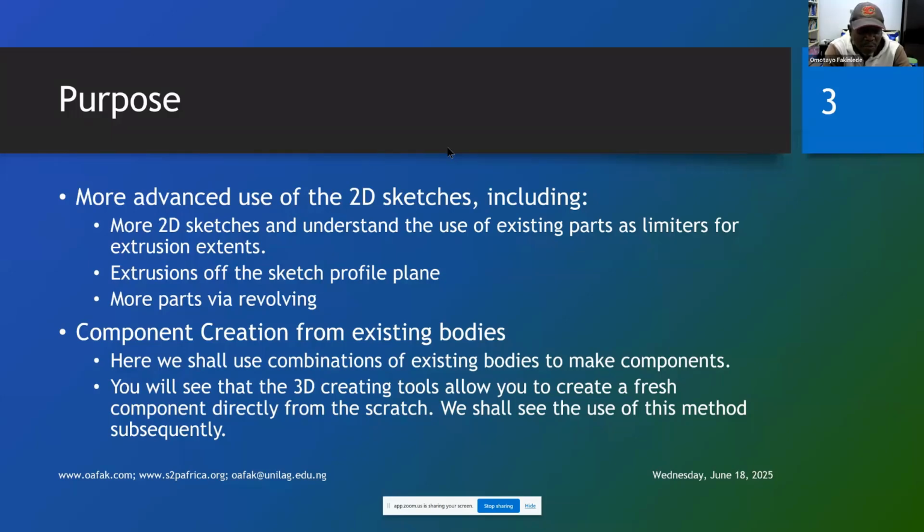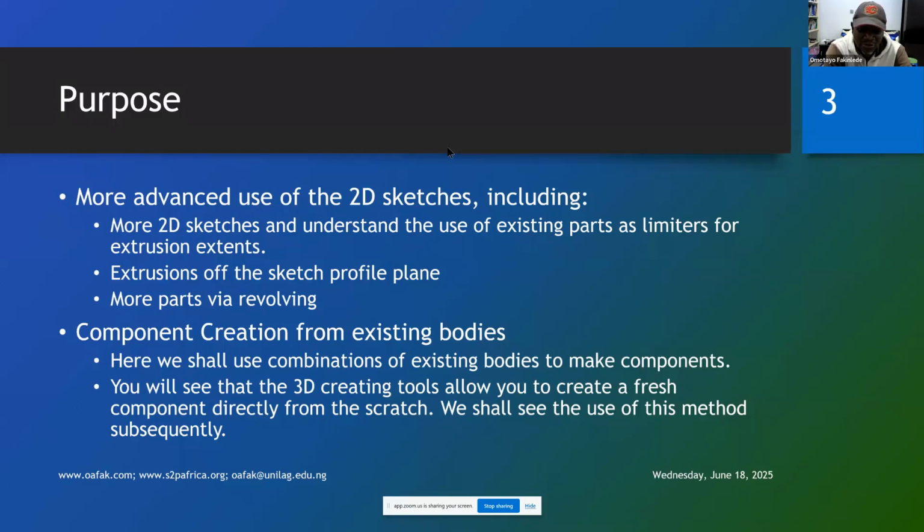Then we will look at component creation from existing bodies. You'll be seeing that sometimes we have a body, sometimes we have a component. You will see that we can make components from bodies. And after some time, questions will arise in your mind. What is the difference between a component and a body? What we will do in this class is to know how to make both of them.